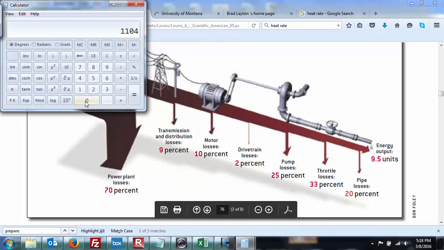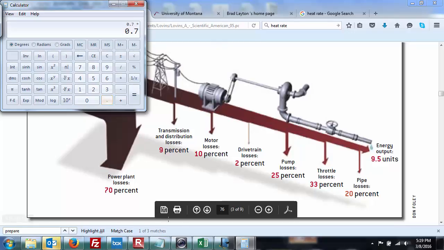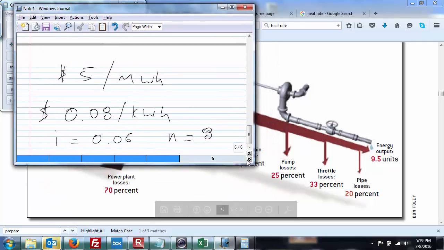Check it out. So 0.7 times, let's see, hang on. Let's do it this way. No, hang on. Let me think about this the right way. I've got to write it out. Breaking my own rules.